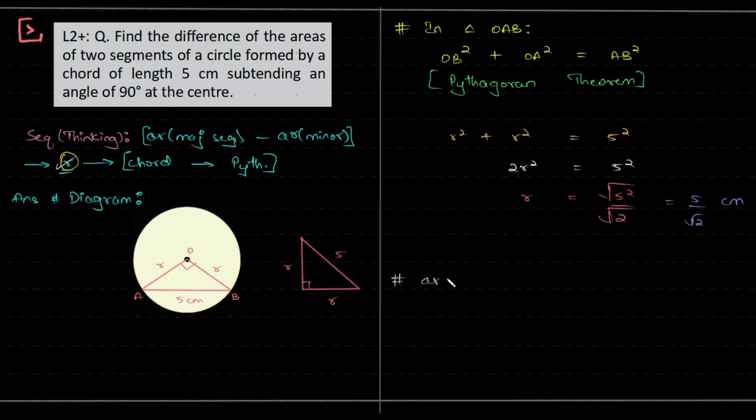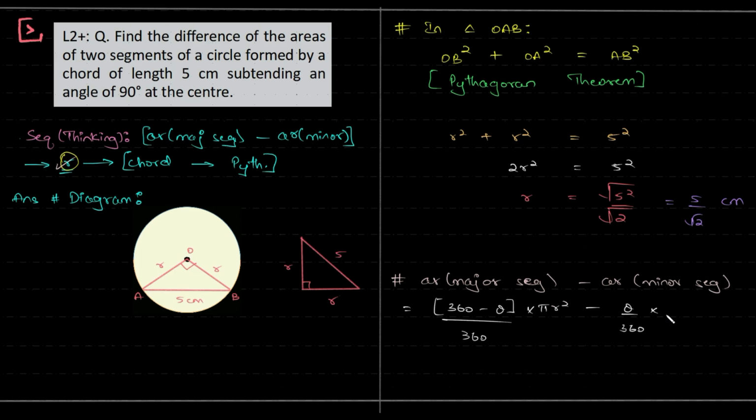Next, directly we can find the difference between the area of the major segment minus the area of the minor segment. Using what formula? The area of the major segment is 360 minus theta by 360 into pi r square, minus theta by 360 into pi r square. Here, if I substitute theta equal to 90 and r equal to 5 by root 2, what will we get?